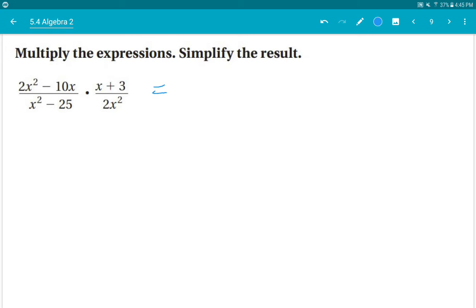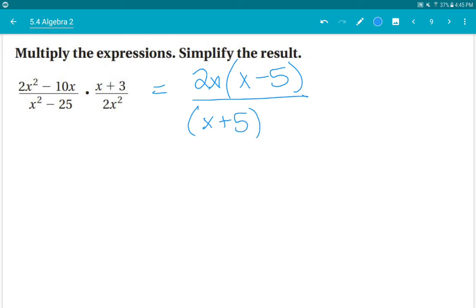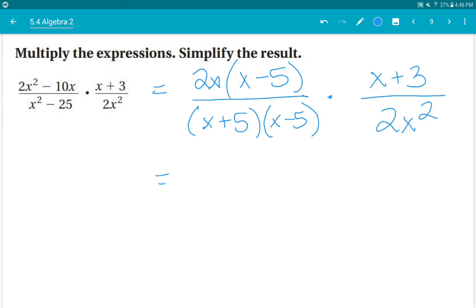My first fraction, the GCF in the numerator is 2x, and that's going to be 2x times x minus 5. In the denominator, you're going to have x plus 5, x minus 5, times x plus 3 over 2x squared. So now everything's broken down in factored form. We can start the process of simplifying. So let's find those common factors.